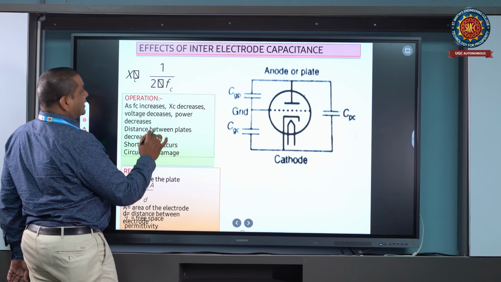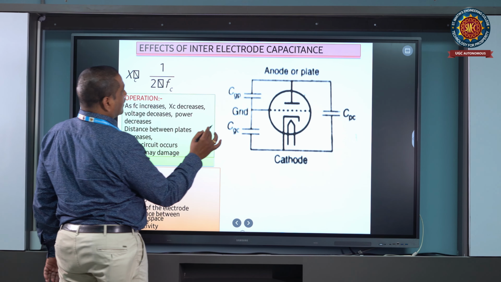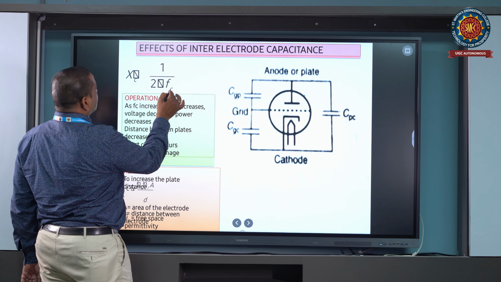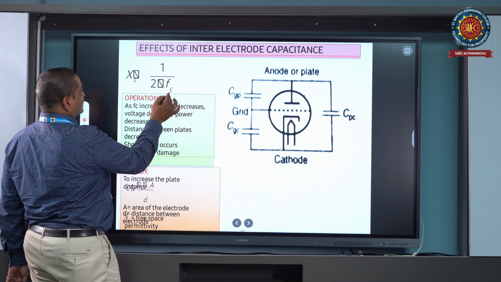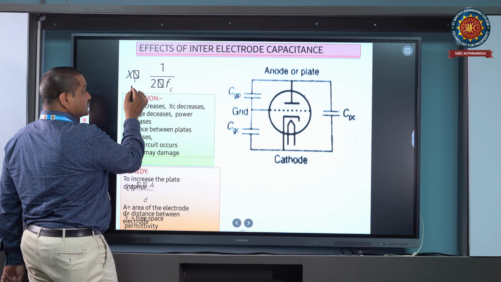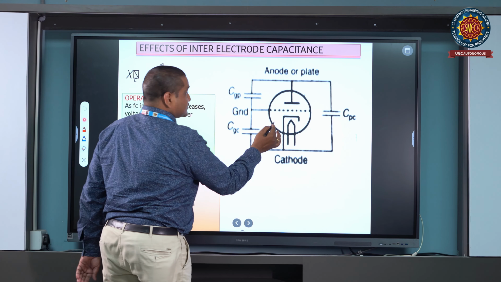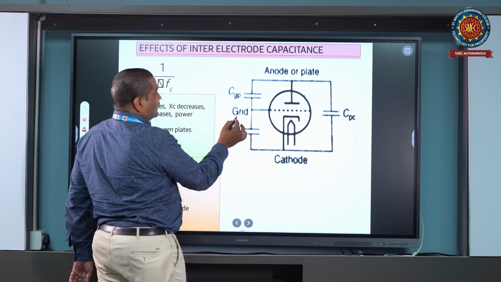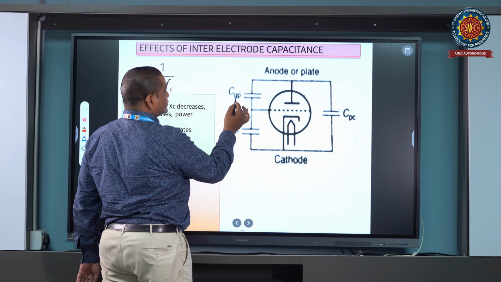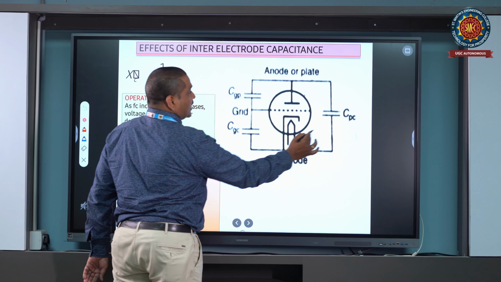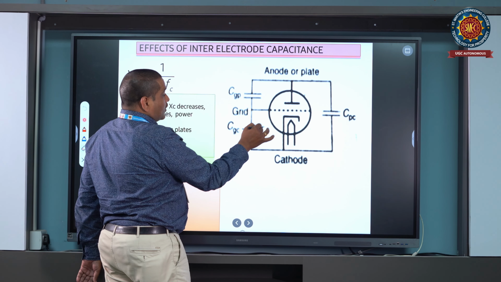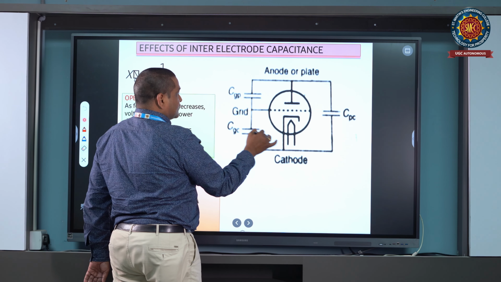Coming to the inter-electrode capacitance, we can see that Xc varies with respect to the frequency. As we increase the frequency, the reactance will decrease. When the reactance decreases in this device, different capacitances increase, called CGP, CGC and CPC. These are the different capacitances occurring in this circuit.